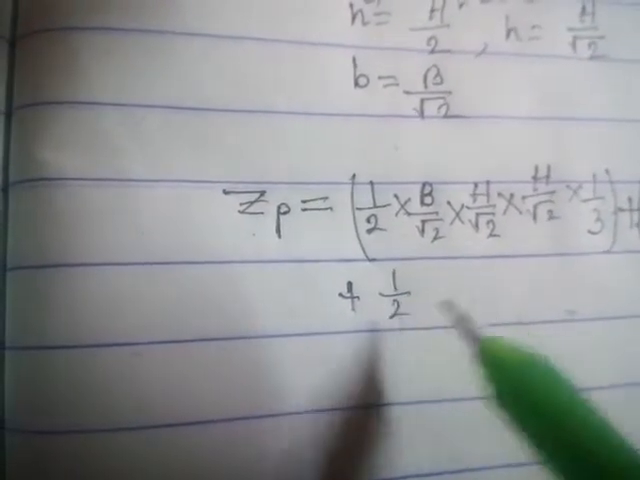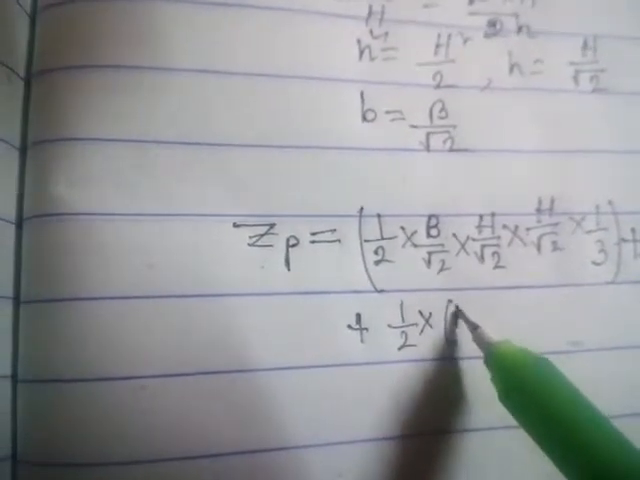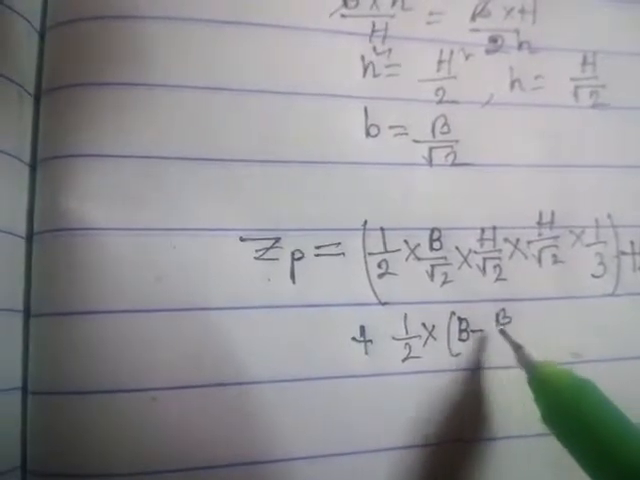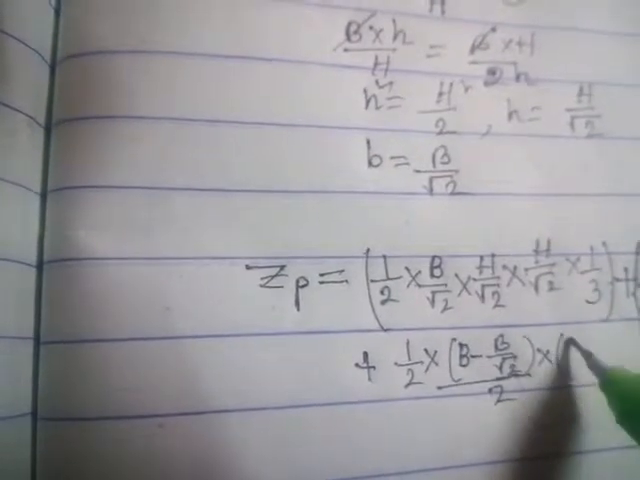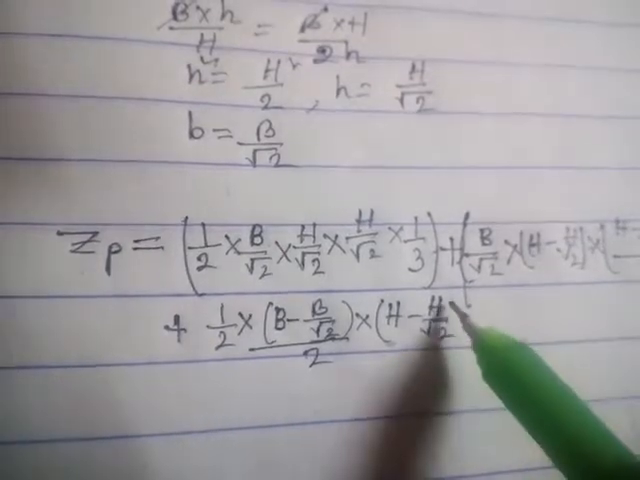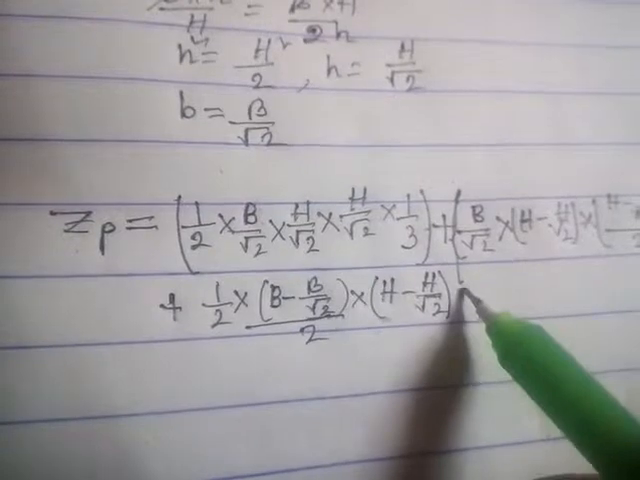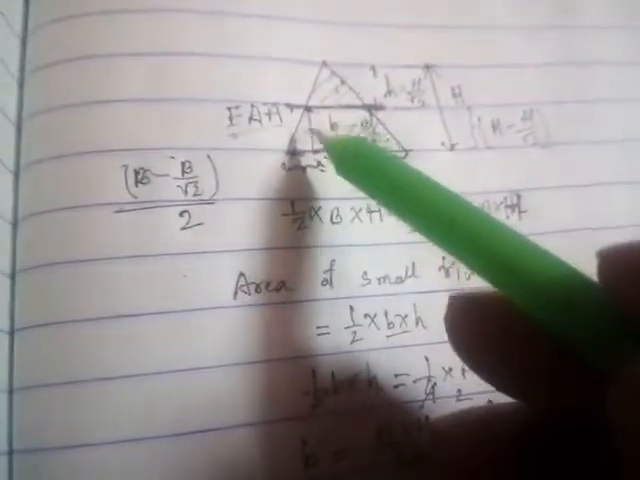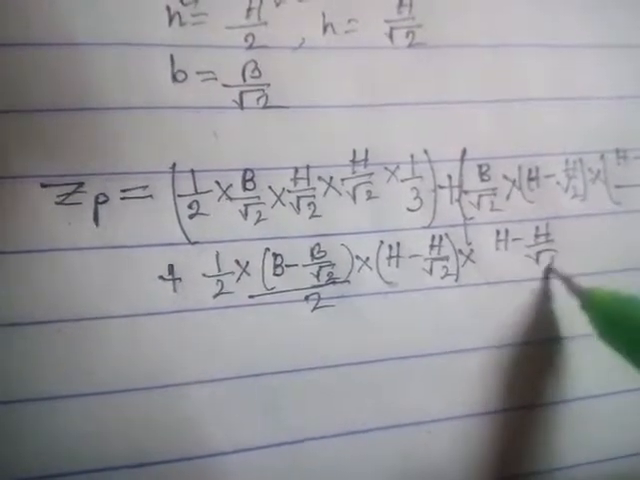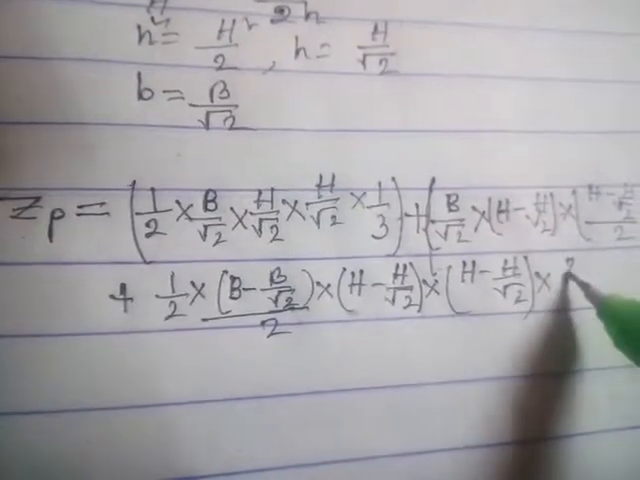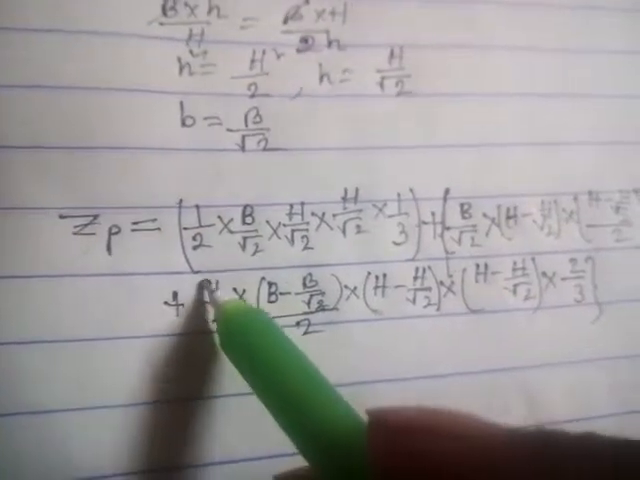Now for the next two triangles, the area will be half into base, which is B minus B by root 2, divided by 2, into height, which is H minus H by root 2, into the lever arm, which will be two-thirds into H minus H by root 2. Now it is for one triangle.